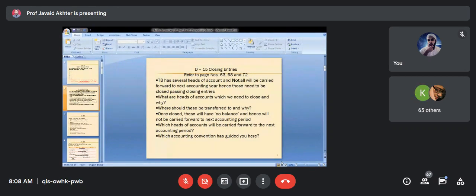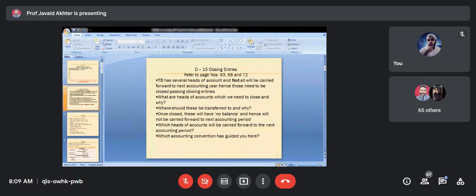Let me first explain the meaning of return outward and inward. The meaning of return is something that you give back to somebody. Outward means you bought something and you returned it. Only then it will go out of your company. Outward refers to purchases returned. How about return inward? So sales return. You sold goods and people are returning them to you.